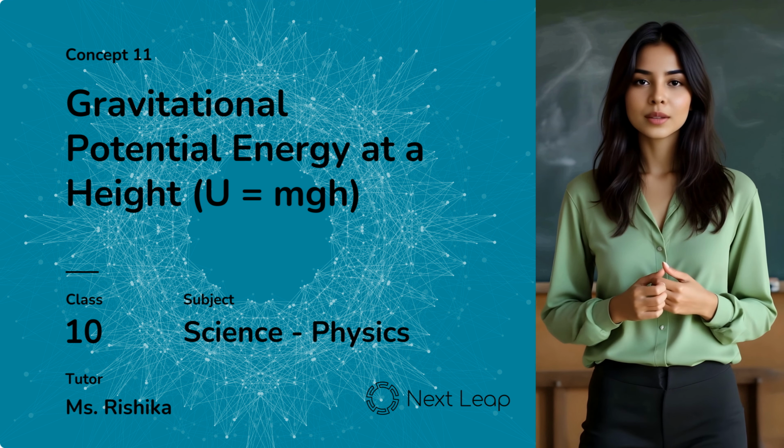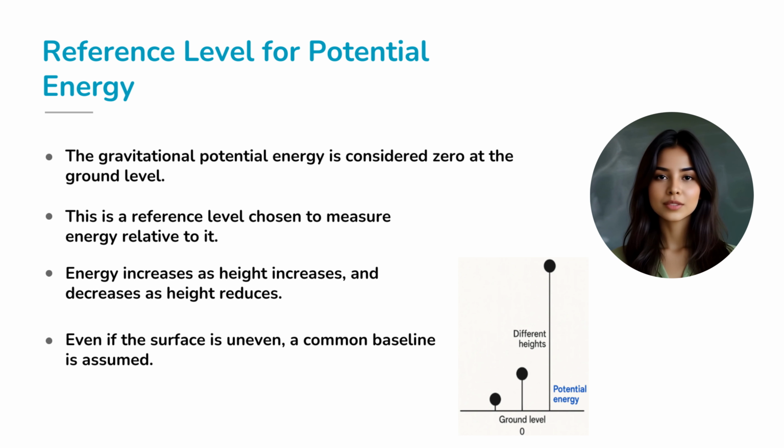One important thing to understand, potential energy is relative. We always need a reference level where we say energy is 0. Usually, we choose the ground or floor as this reference. So when a body is at the ground level, we consider its gravitational potential energy to be 0. As you raise the object higher, its energy increases. As you bring it down, its energy decreases and reaches 0 again at the base level. This assumption helps us compare energy changes with ease.